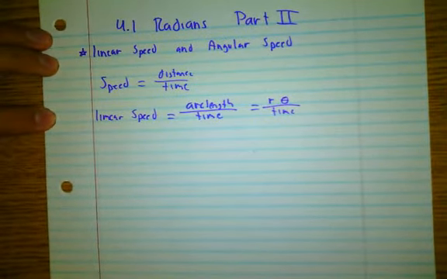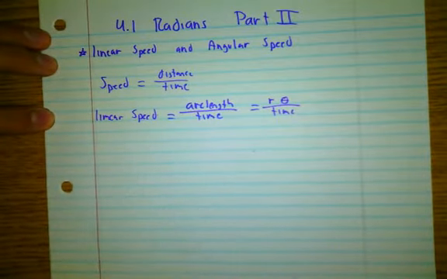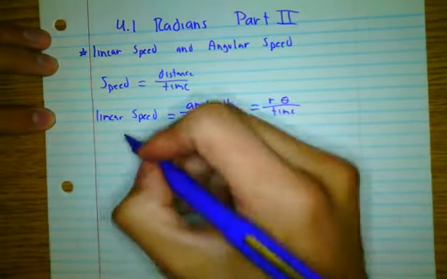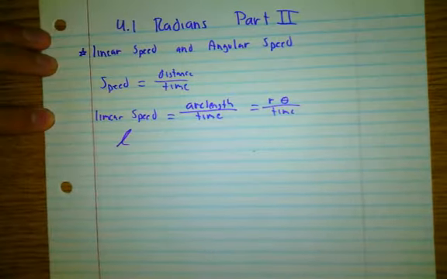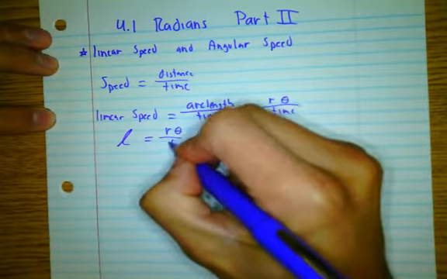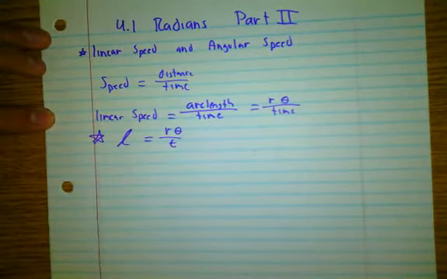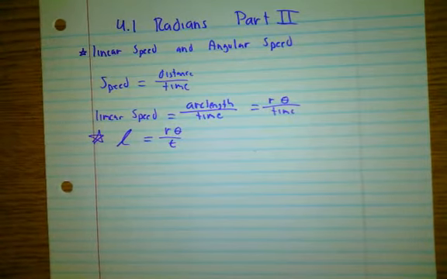So now I'm going to give you a shortcut, or basically, we don't like to write the entire word. We're lazy in math, so we use a symbol. Linear speed is a cursive L equals r theta over time. You have to memorize that formula. Okay? Linear speed is equal to r theta over time.